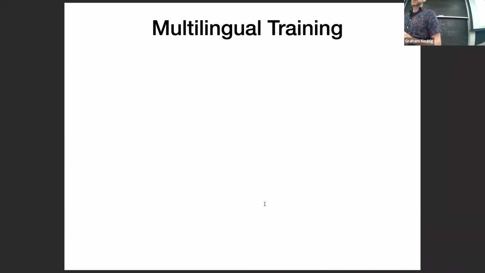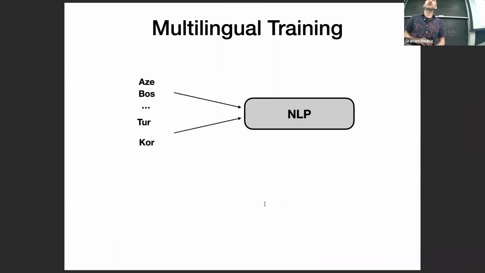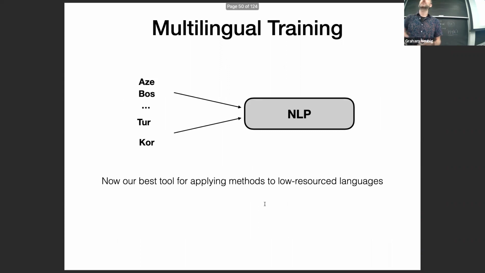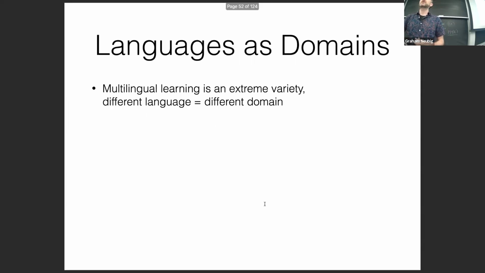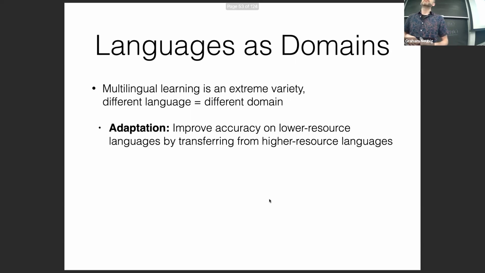Okay, so because of this, we can do multilingual training. I teach a whole class on multilingual NLP, so there's a lot to say about it. This time we have one third of one class, so I'm going to cover it briefly. Basically, it has to do with taking in multiple languages and running them through an NLP model. This is definitely our best tool right now for applying NLP methods to low resource languages. We can also think of languages as domains. Multilingual learning is an extreme variety where a different language is a different domain. And we can do adaptation to improve accuracy on lower resource languages by transferring from higher resource languages.